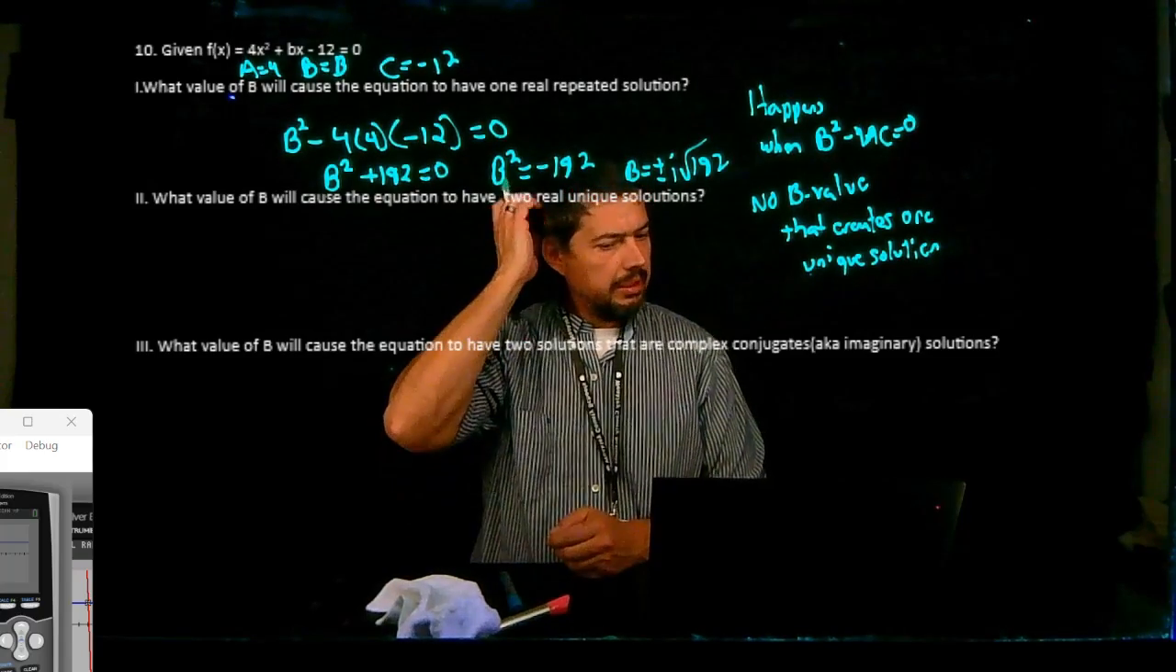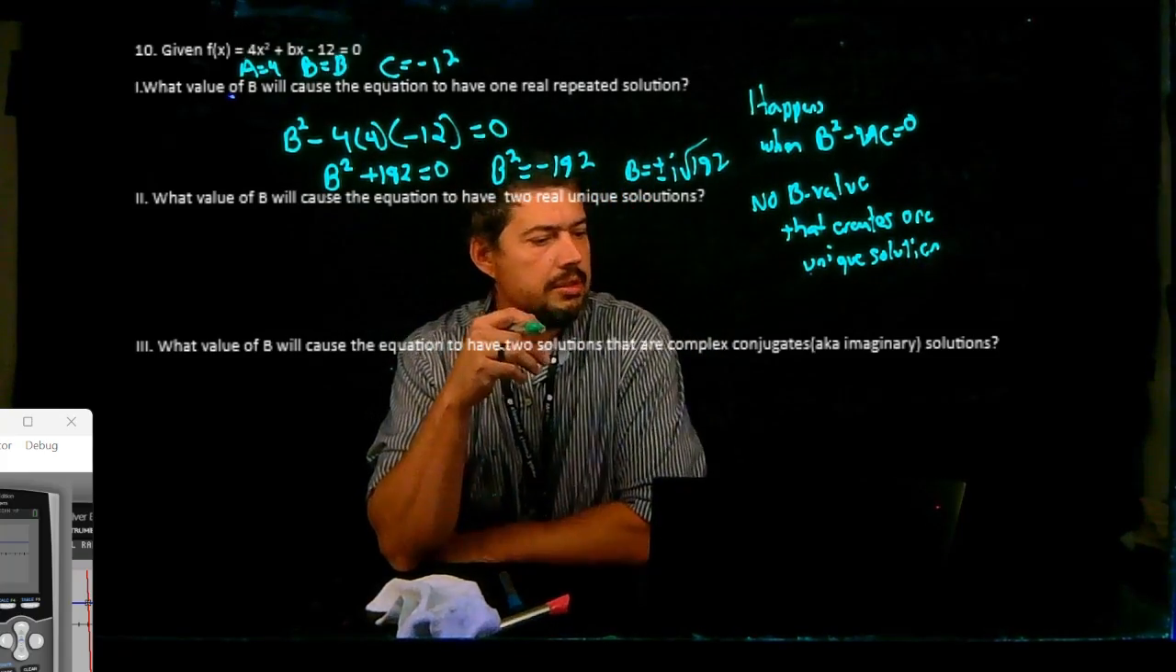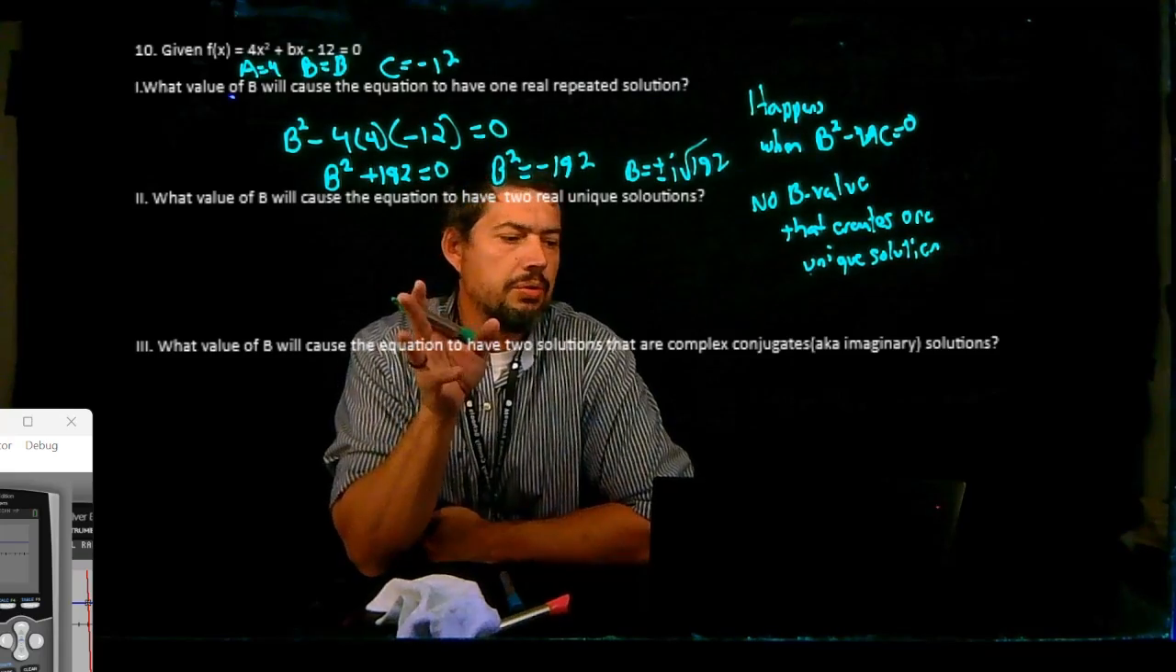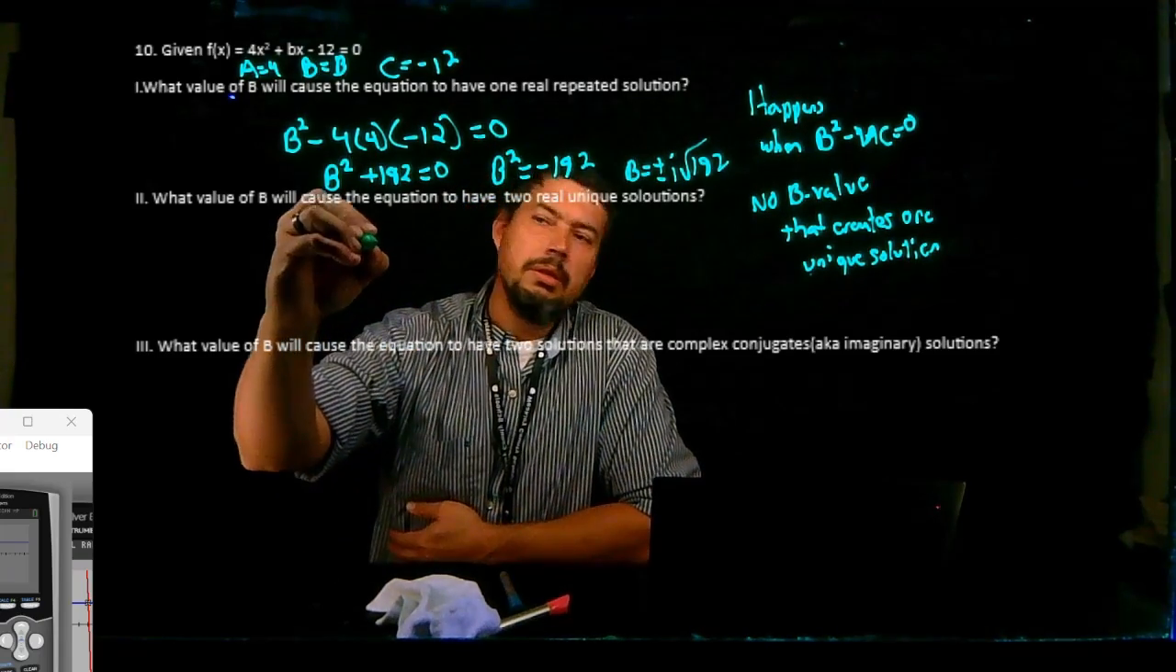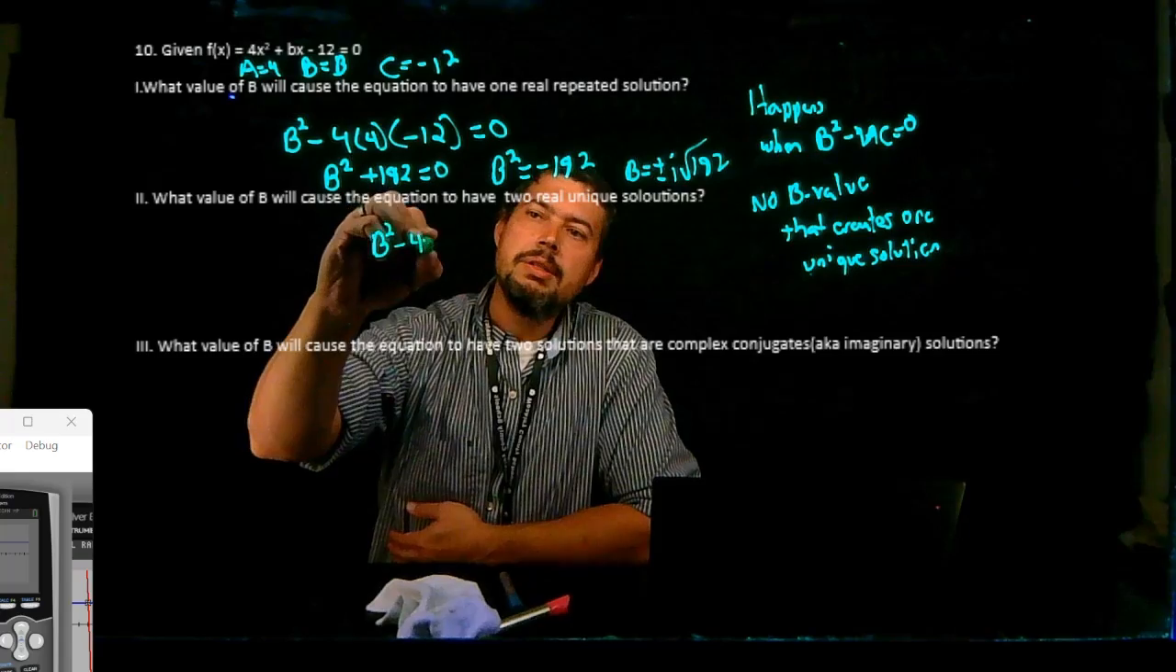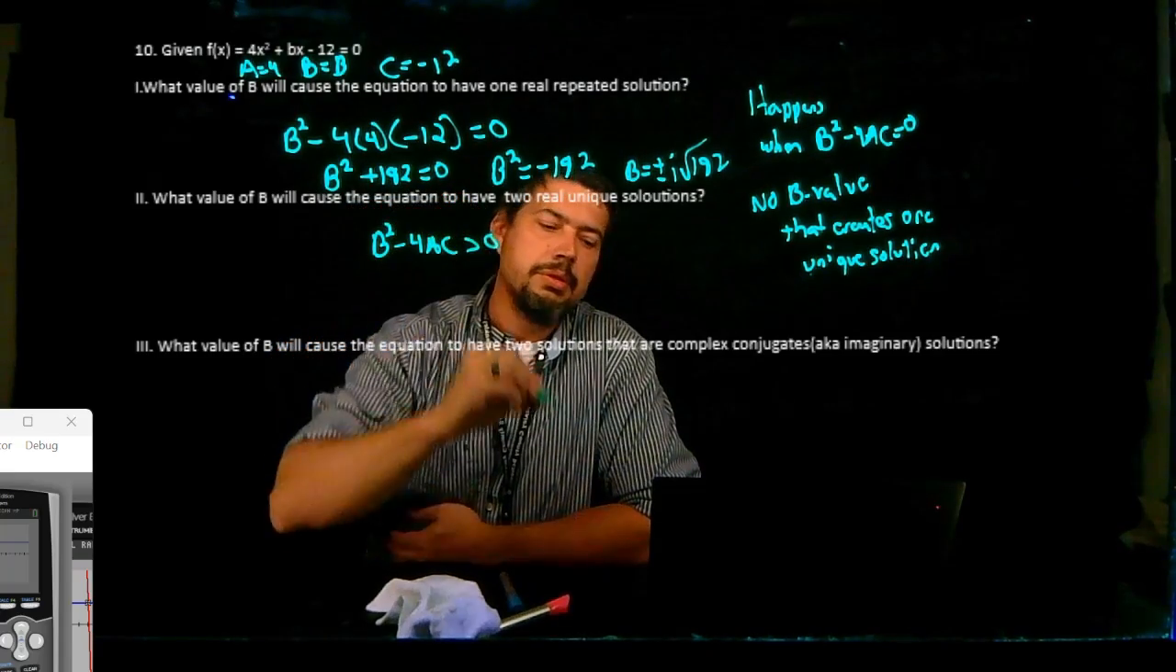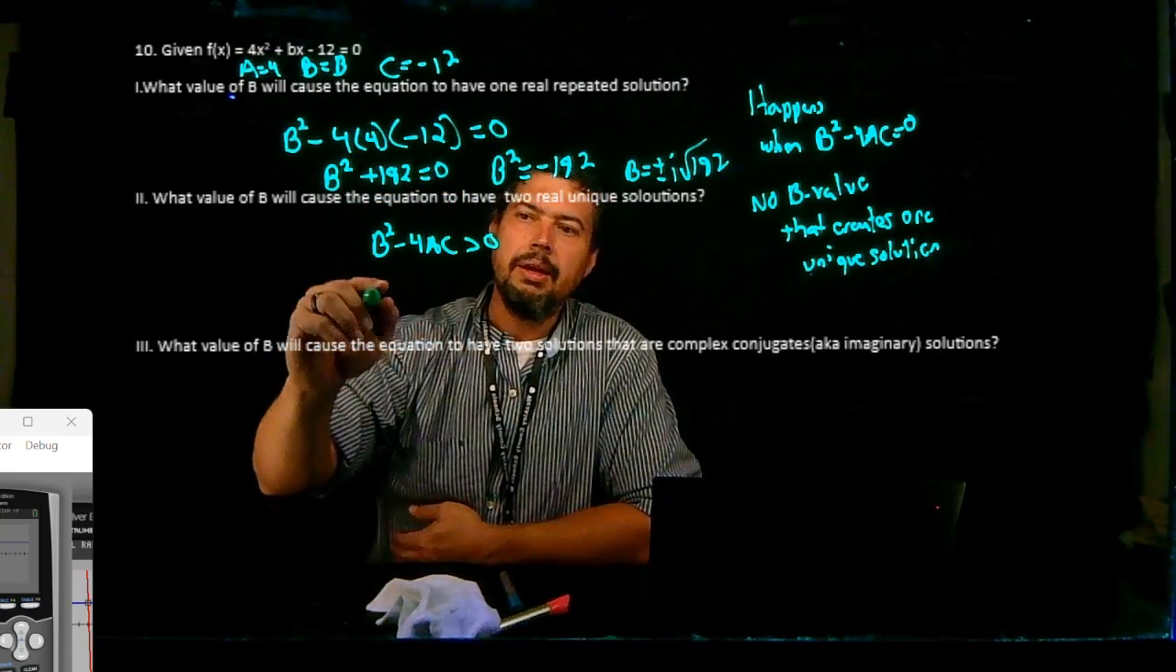All right, what value of b will cause the equation to have two real unique solutions? Here the situation is that the discriminant is greater than 0, so b squared minus 4ac must be greater than 0. And we've already done most of the math.